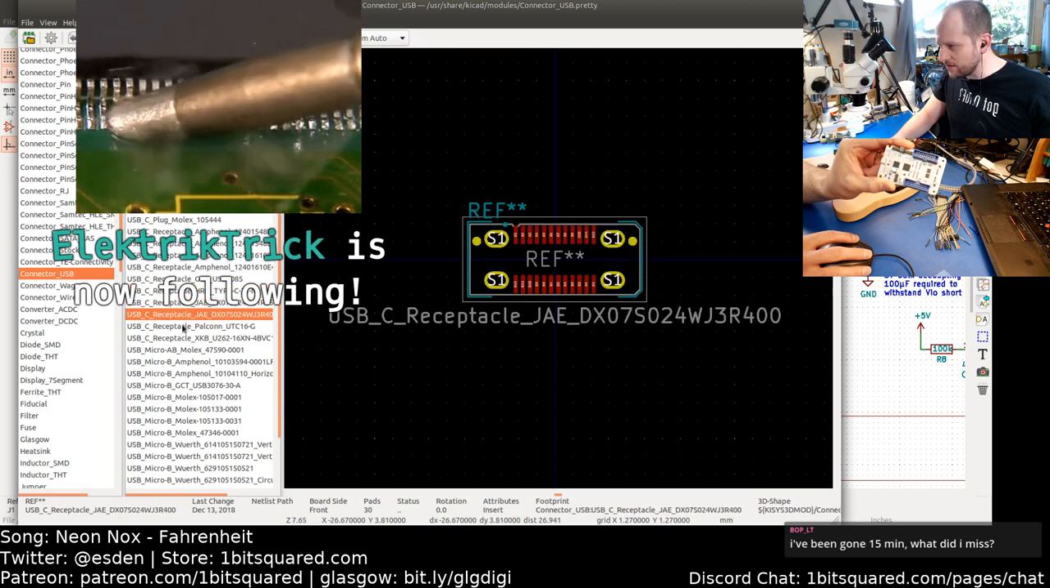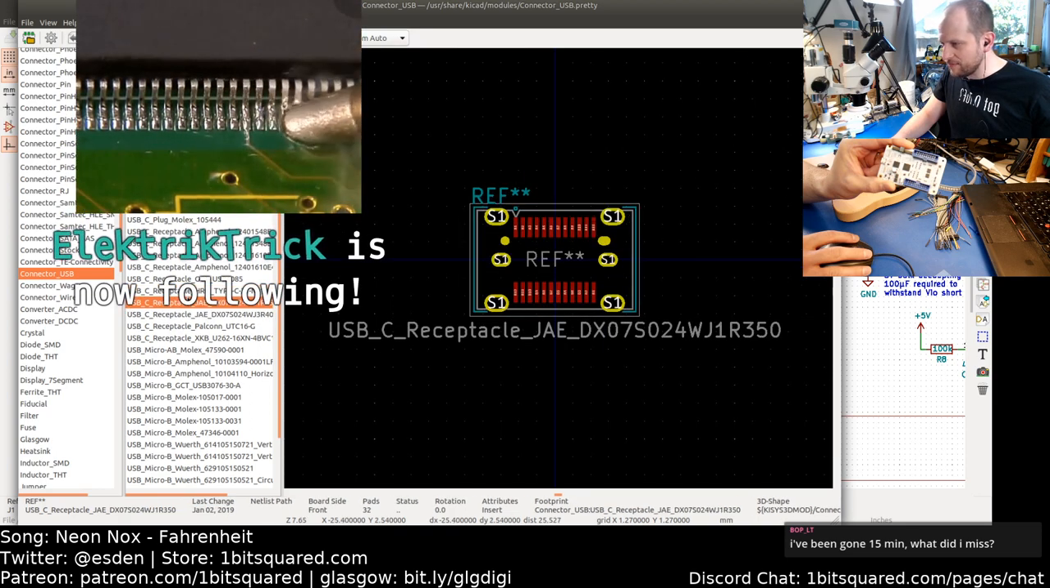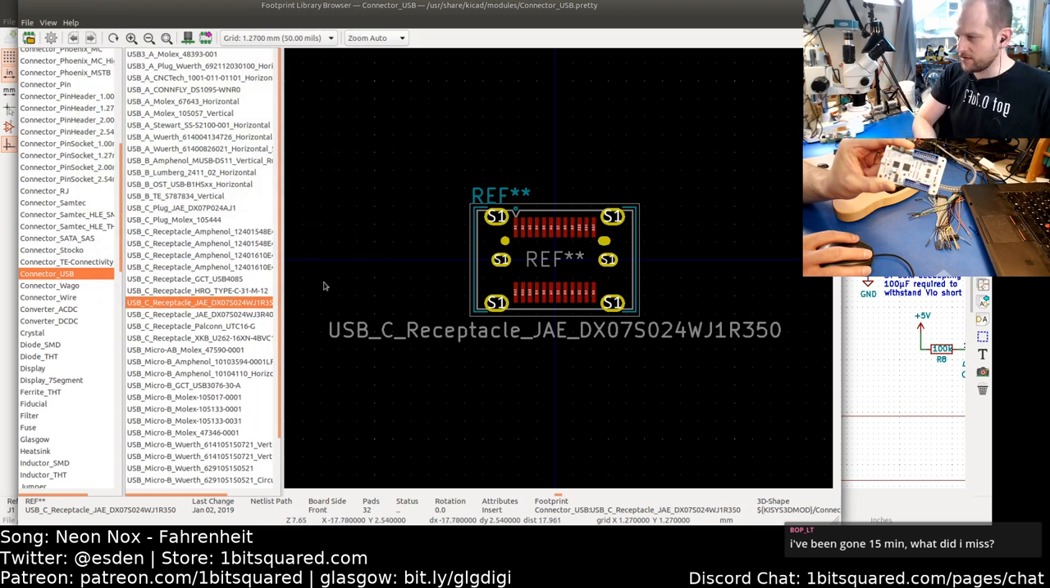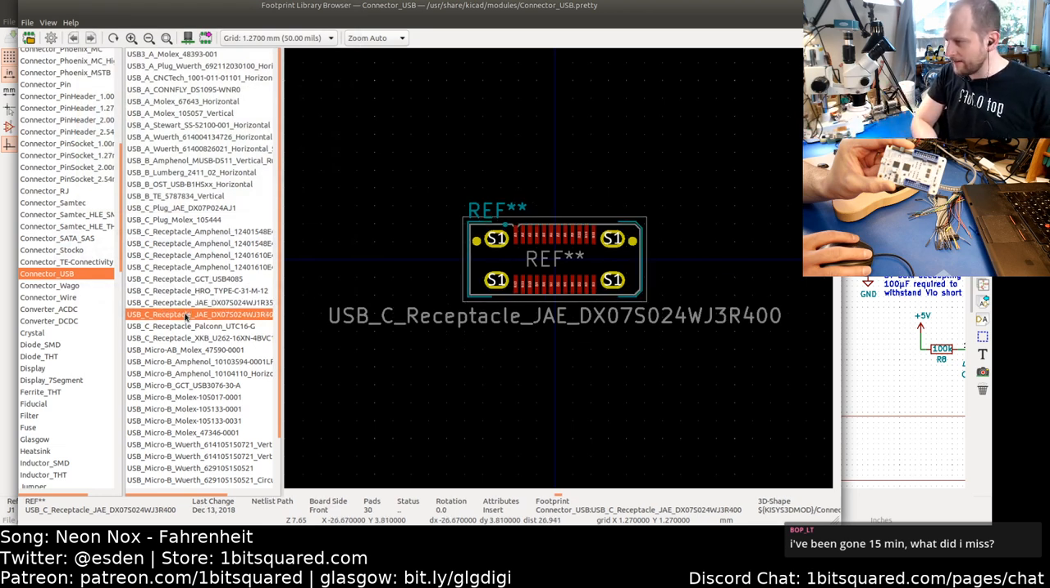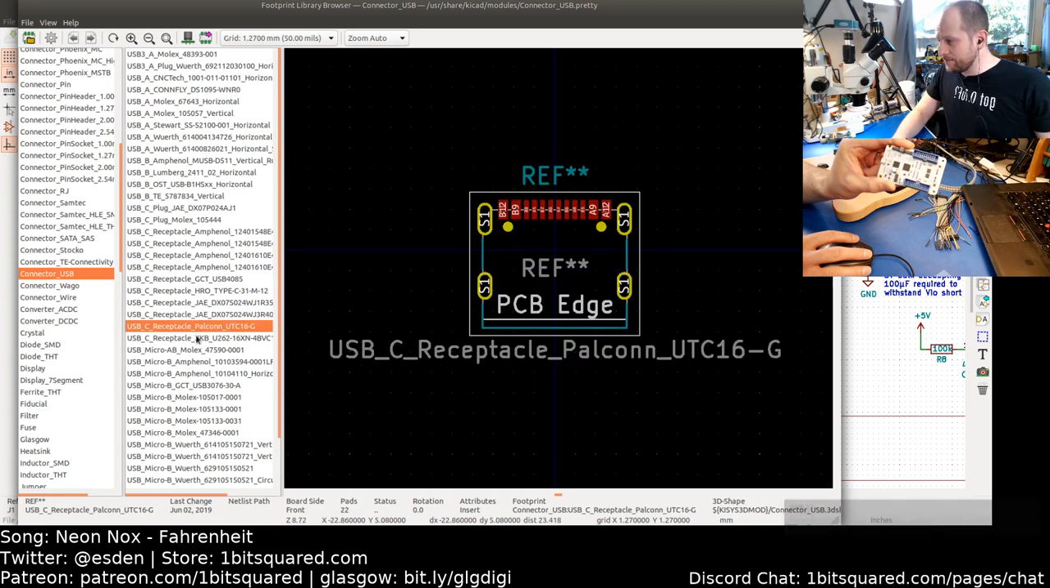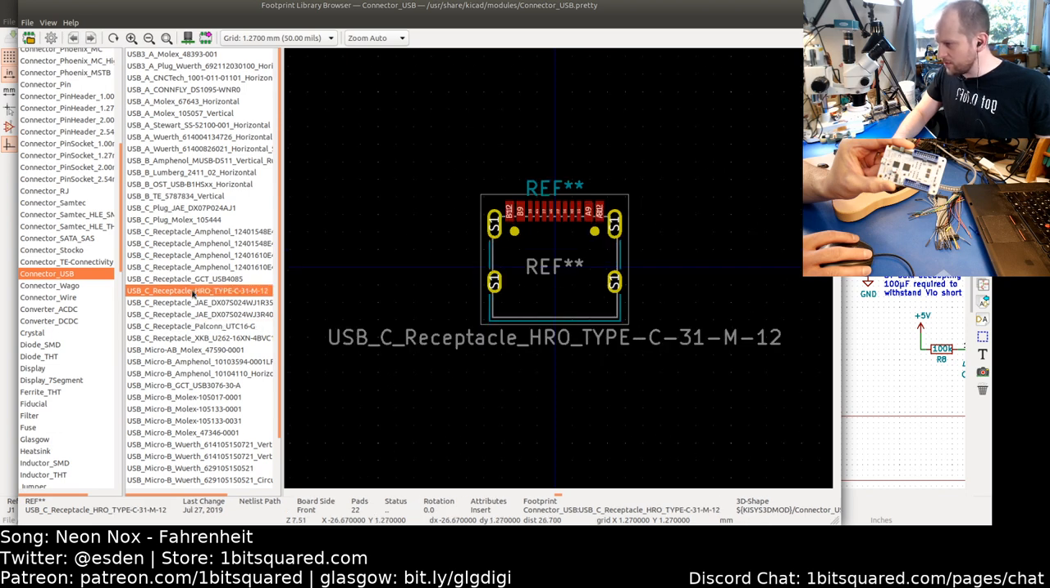So you can see what weird footprints. These are vertical footprints, so the connector pokes out of the board. They're pretty nice, actually, because you have them in line and you have access to the pins on the side. So from the engineering standpoint of debugging this connector, this is not bad. But from a mechanical standpoint, it's like this pillar sticking out of your PCB. So yeah, this is the 2.0. We have two: the Palcon UTC16G and the HRO. The HRO is the one we will be using.